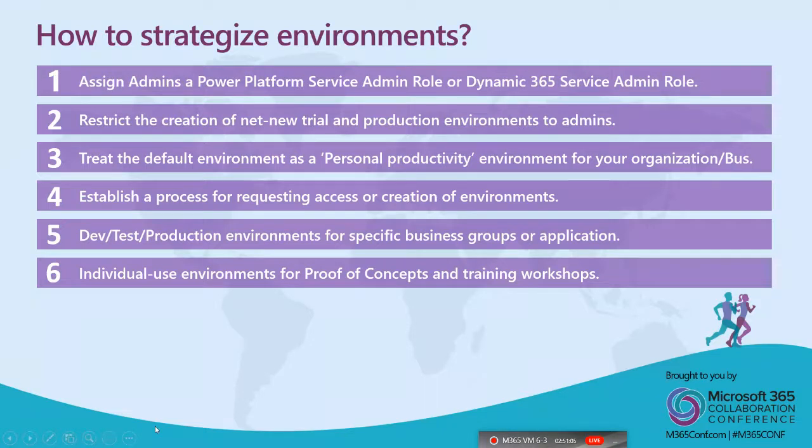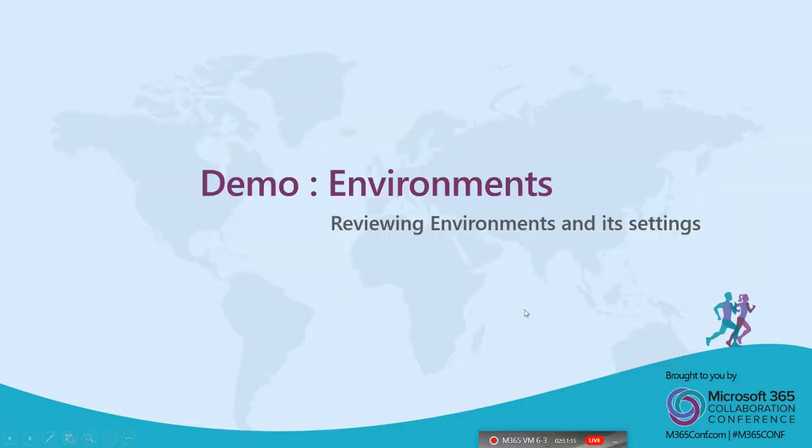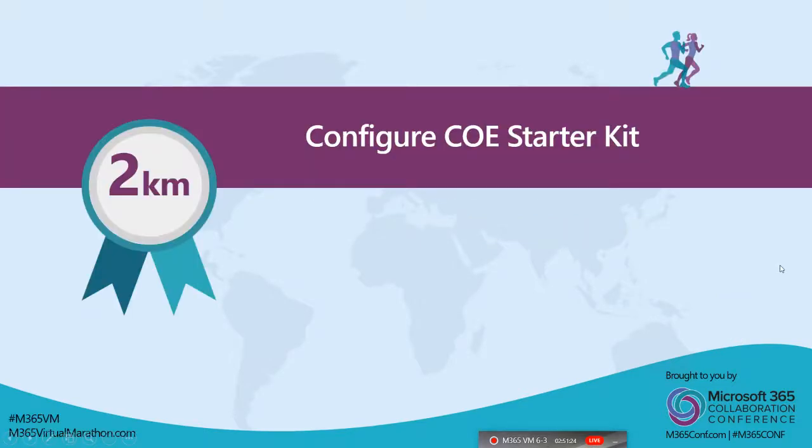Now, with this, we have completed our first 1 kilometer run. Let's move forward with our second run, which is 2 kilometer, which we have to finish. So the second step is configuring COE Starter kit.